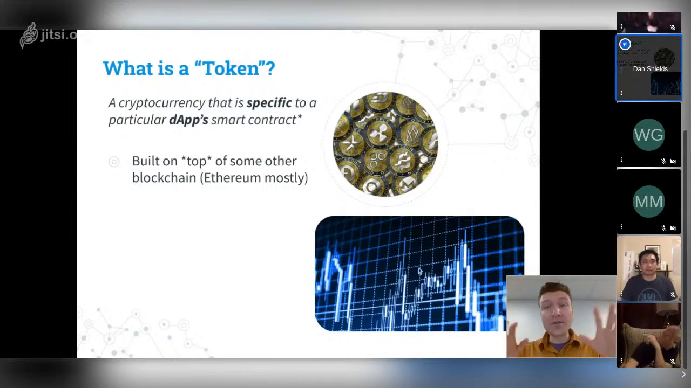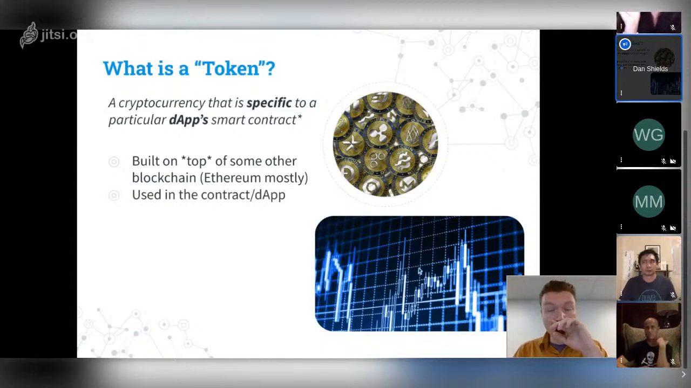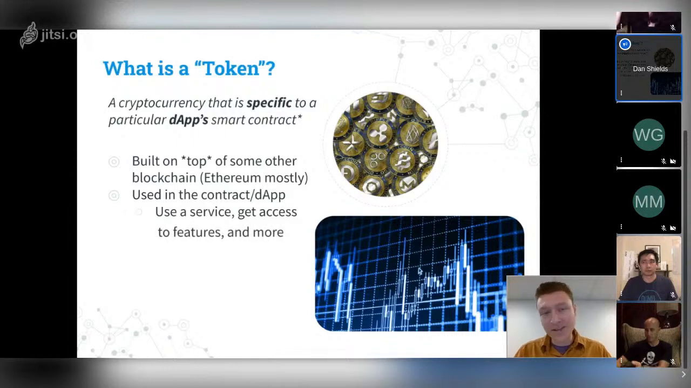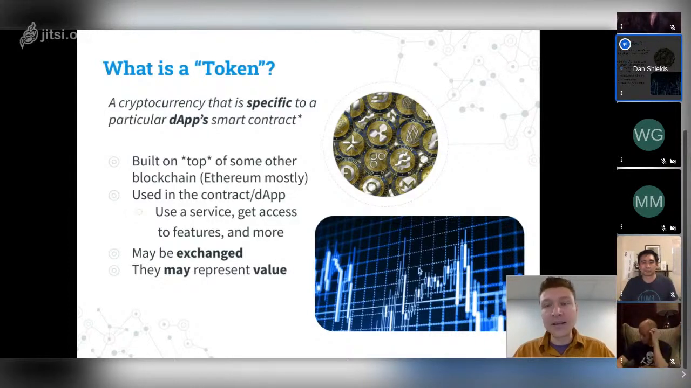And so these tokens operate in a contract. They're part of the construct of it. Having one of these tokens gives you access to potentially use a service that this contract enables, or grants you access to something like features and a whole lot more. They can be exchanged, and typically when we're talking about exchanging currencies and going to a crypto exchange, these might have some value. And that's typically what people get really excited about.